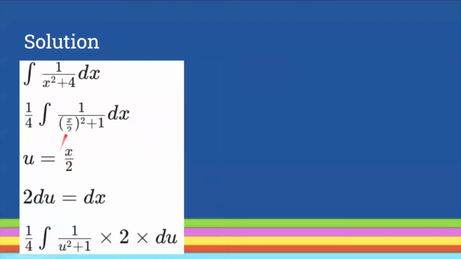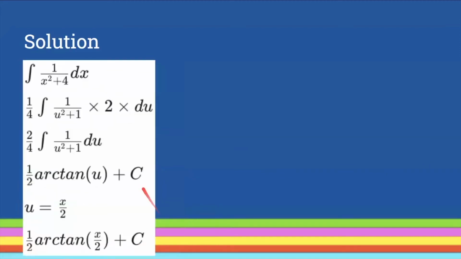So now substituting, x over 2 is equal to u, and dx is equal to 2 times du. So we can carry this constant 2 out of the integral, and then we have this integral right over here, which we know is arctangent of u. All right, and then unsubstituting, u is equal to x over 2. So our final answer is 1/2 arctangent of x over 2 plus c.